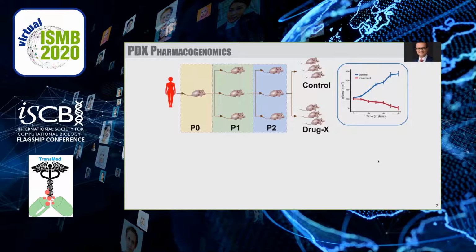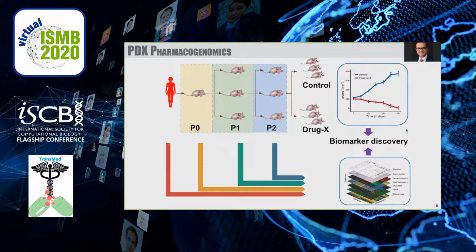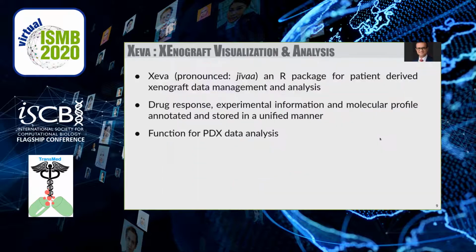In the best case, we are hoping to see something like this, where with time, in the control group, the tumor volume is increasing and in the treatment group, the tumor volume is shrinking. In PDX pharmacogenomics, our aim is to link the genomic data from the tumor to the drug response data from the PDXs to find biomarkers.